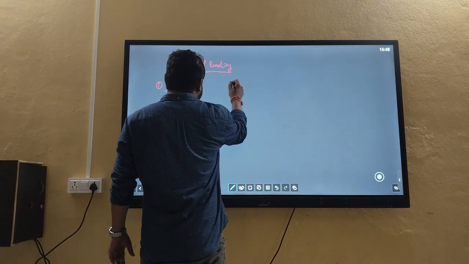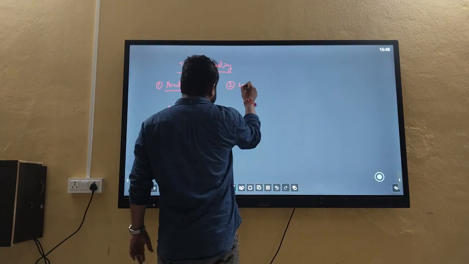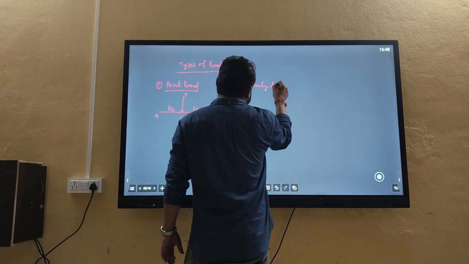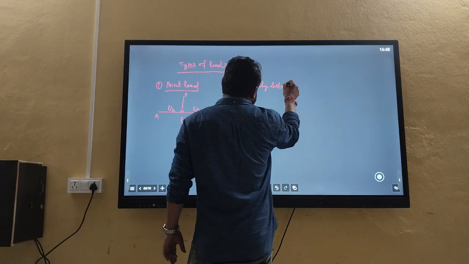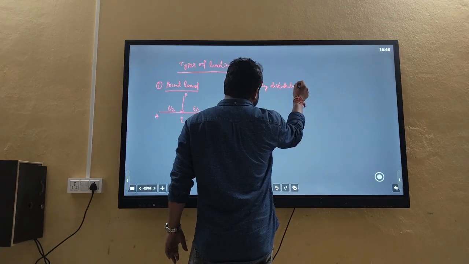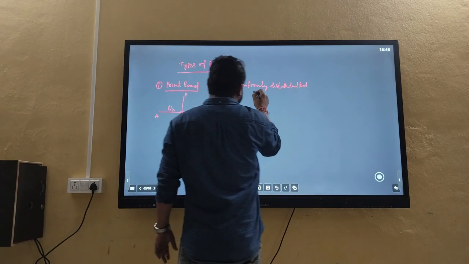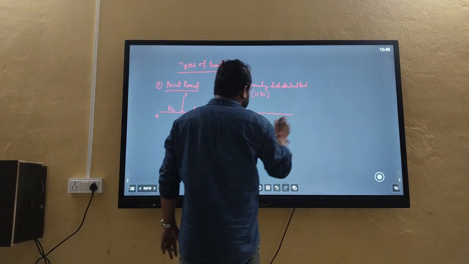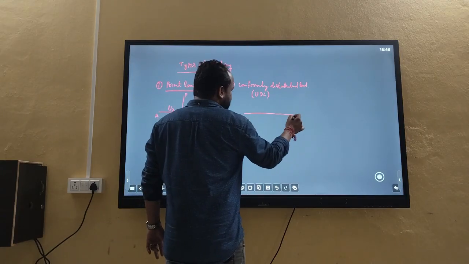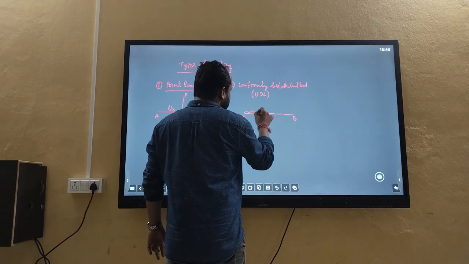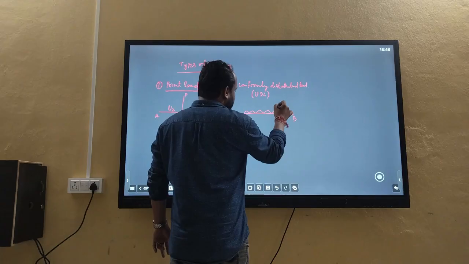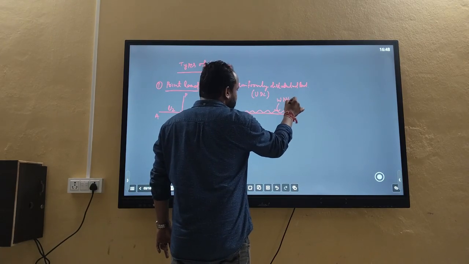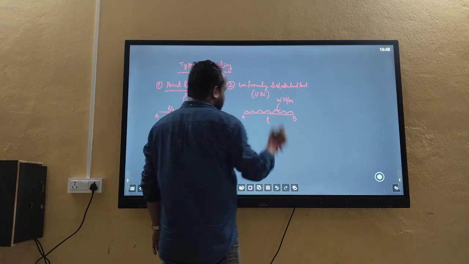Then the second type of loading is your uniformly distributed load, which can be written as UDL. It is a beam AB in which a load is distributed throughout the length, having an intensity of W Newton per meter, and the length is L.